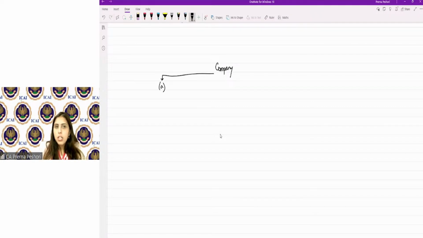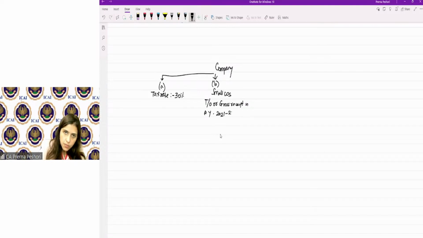For the company, the general tax rate is 30%. The second one is for small companies. What is the tax rate? If the turnover or gross receipt in the previous year, not 22-23 but 21-22, is less than or equal to 400 crores, then it is 25%.